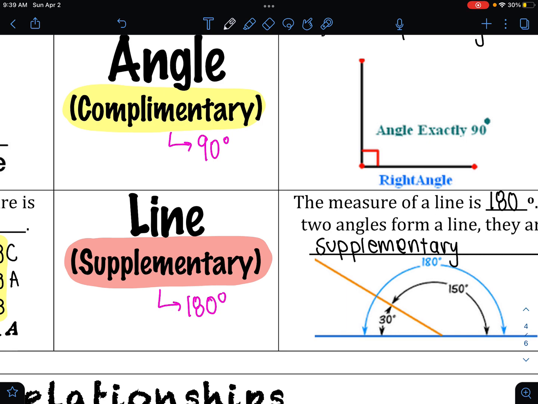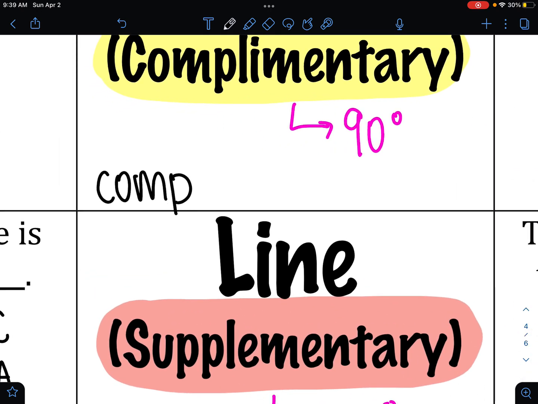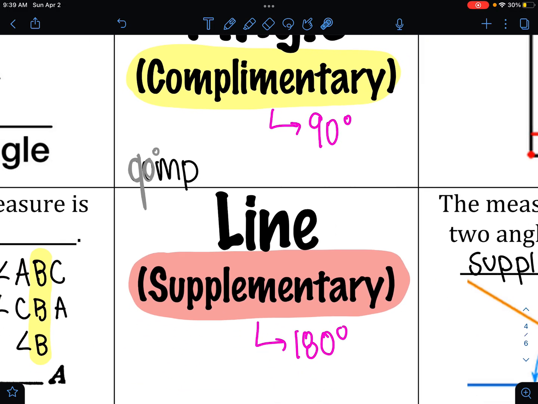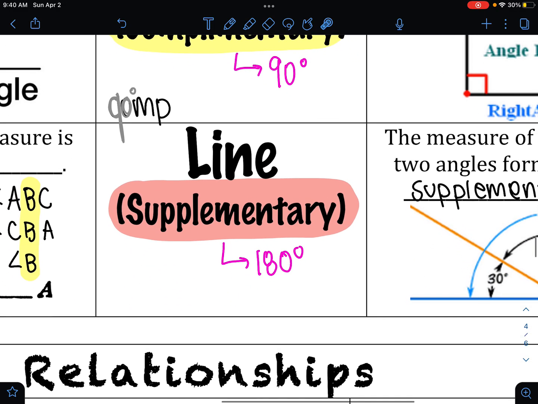So for complementary, if we write out just even comp like that, if you were to draw a line, I'm going to make it gray, right here between the C and the O, you can kind of see this 90 happening. And we know that complementary is 90 degrees. So that's one easy way that you can think of complementary. Or if you and your friend are next to each other, you're complimenting each other, you compliment your friend. And then supplementary, same thing.